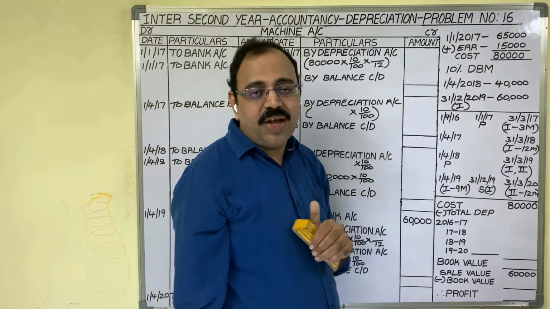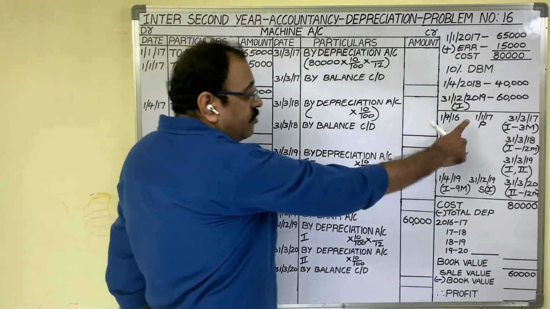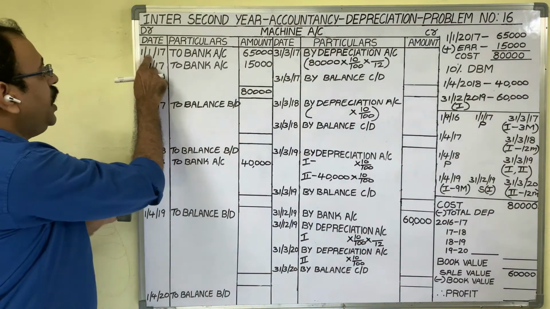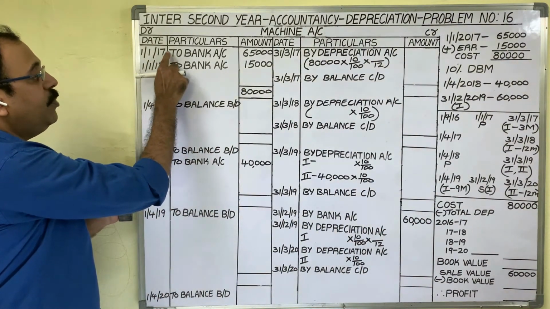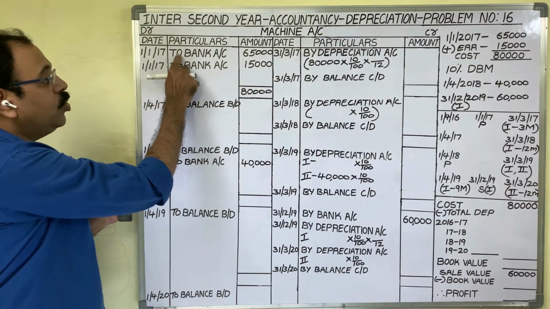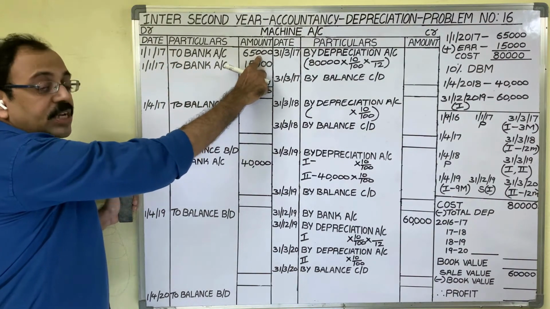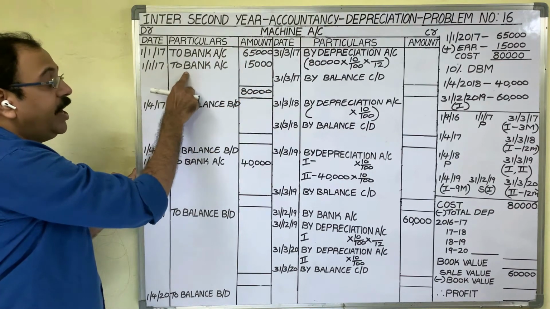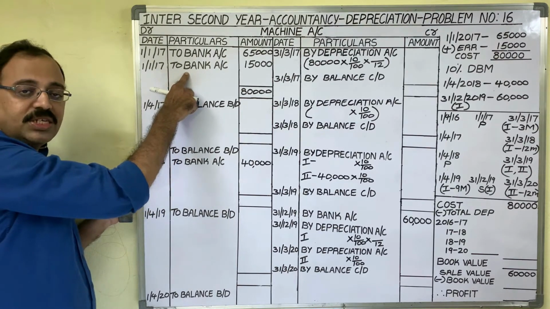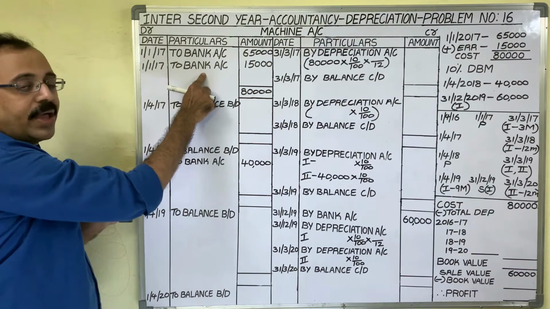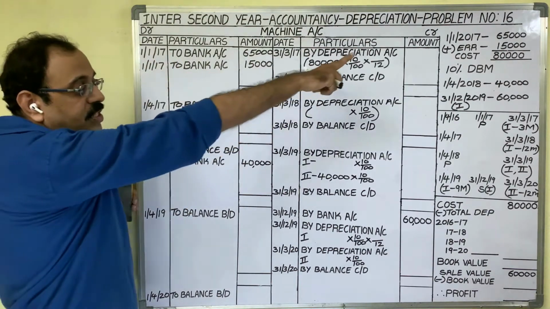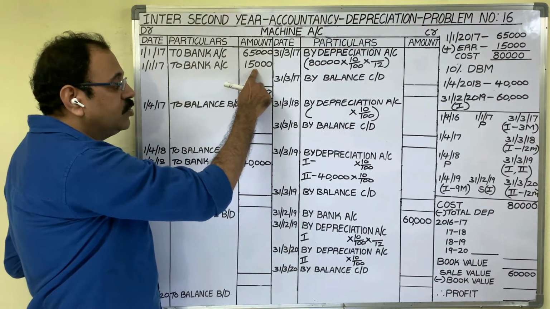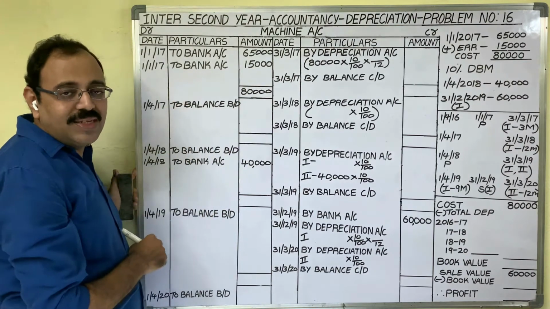Let us show the machinery account. They bought the first asset on 1st January 17, no? So on the debit side, the purchase date is 1st January 17. When they buy any asset, we should write to bank account. They purchased this asset for 65,000 rupees. Then on the same day, they spent erection charges. For erection charges also, we should write to bank account on the debit side. Erection charges amount is 15,000 rupees. Now 65,000 plus 15,000, 80,000 is the cost of the asset.